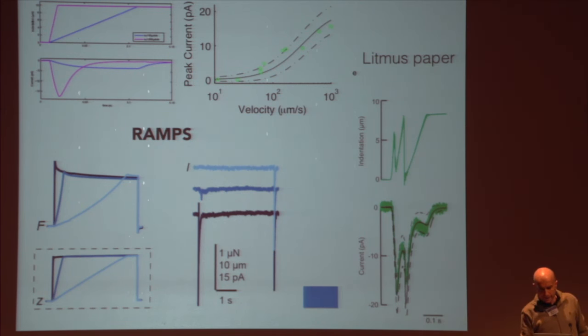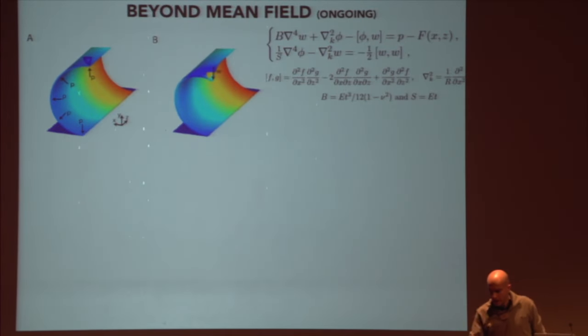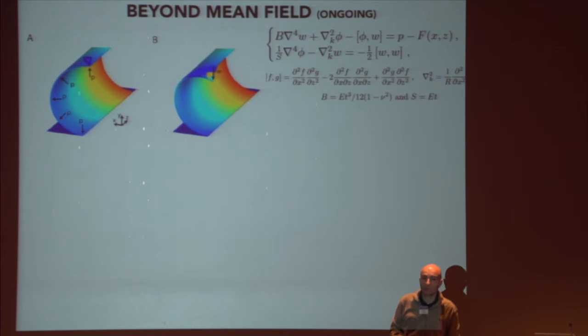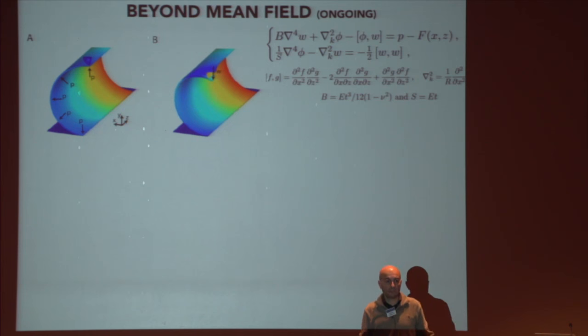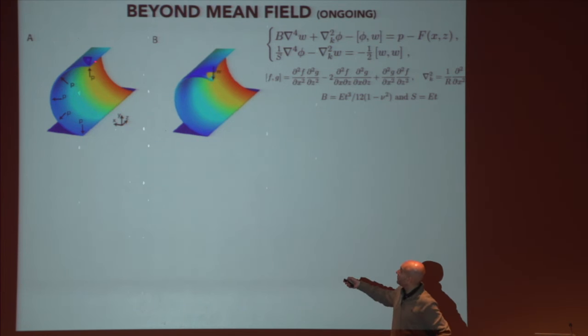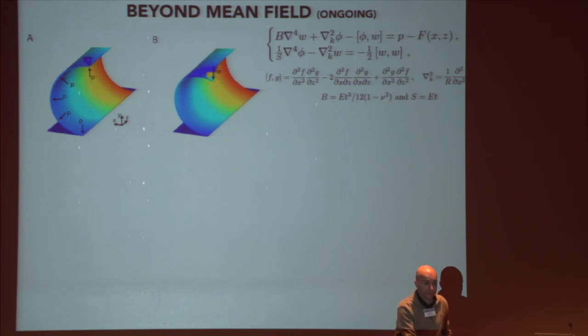Okay, so I'm really running out of time, so let me just conclude by saying what we are doing right now. What we are doing right now is trying to go beyond mean field, and the way to go beyond mean field is to do what we should do, which is look at the behavior of a cylinder that gets indented with a ball here, and looking at the profile of deformation. Now, the equations for a thin cylinder that gets deformed are written here.